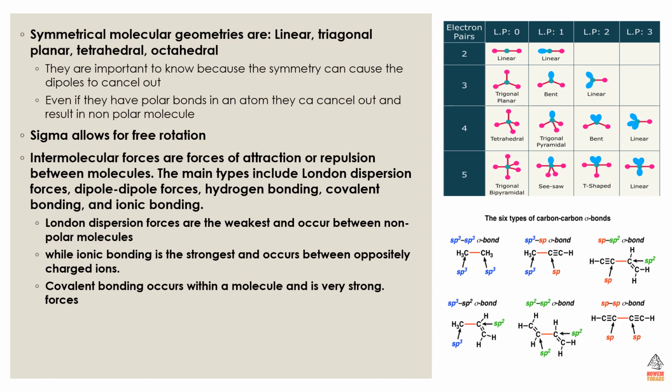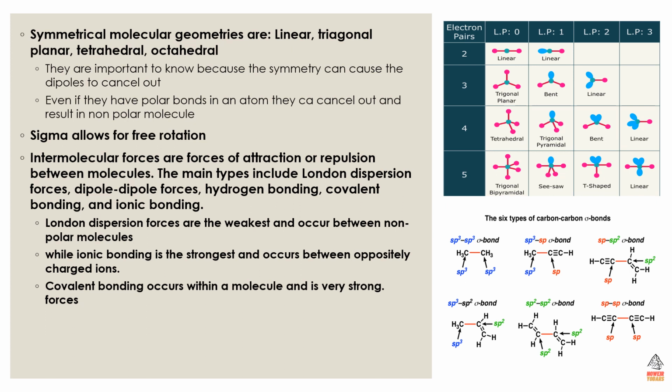Next, we have the intermolecular forces. Intermolecular forces are forces of attraction or repulsion between molecules, and the main types are London dispersion forces, dipole-dipole forces, hydrogen bonding, covalent bonding, and ionic bonding. London dispersion forces are the weakest of the intermolecular forces, and they happen between nonpolar molecules, or between molecules that don't have any permanent partial charges.